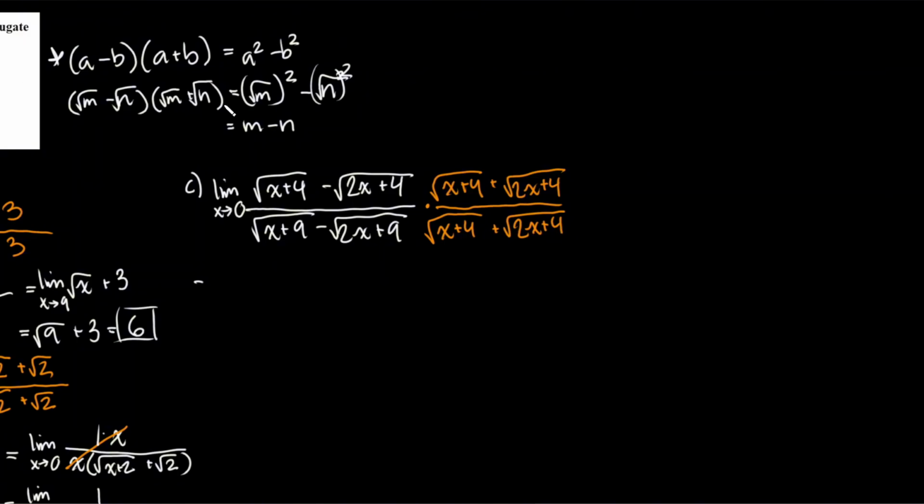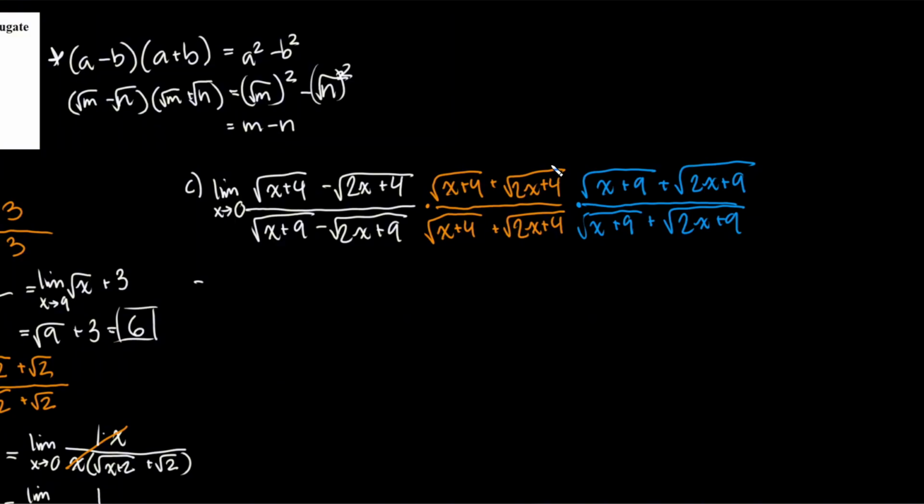I'll pull out a separate color. We'll have to multiply again by the conjugate of this bottom part. So this will be the square root of x plus 9 plus the square root of 2x plus 9. Same thing on the bottom here. And same thing here. If you think of these two as objects, it's going to be this minus this times this plus this. And make sure everything inside is the same. And so now we can simplify, finally.